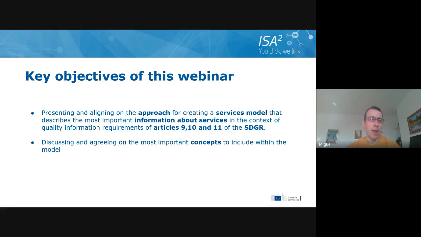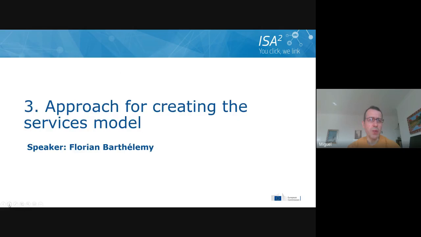Okay. So today, basically, these are the objectives. From my side, I think that's all. So I give the floor to Florian. He will be explaining the methodology and the approach much better.